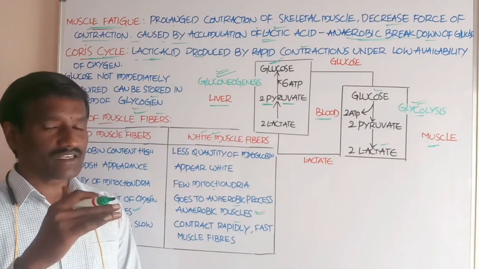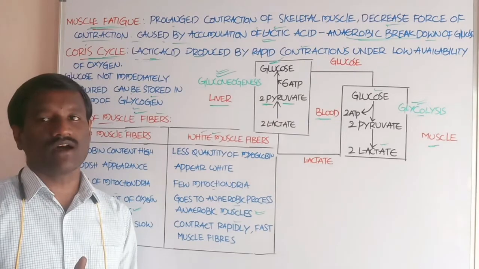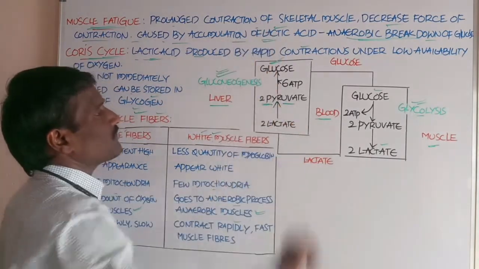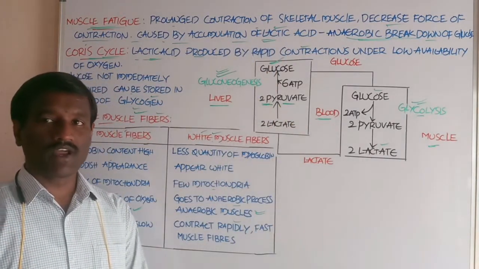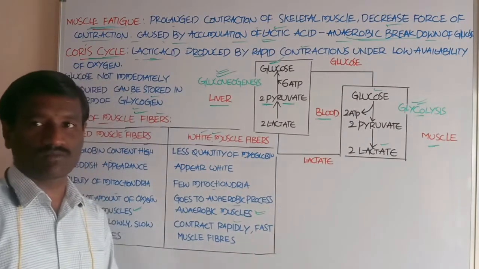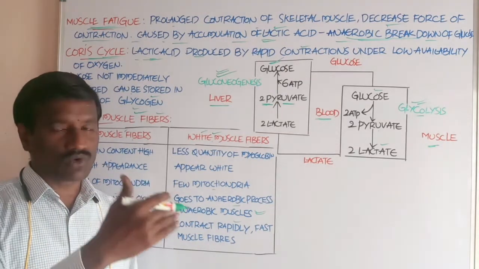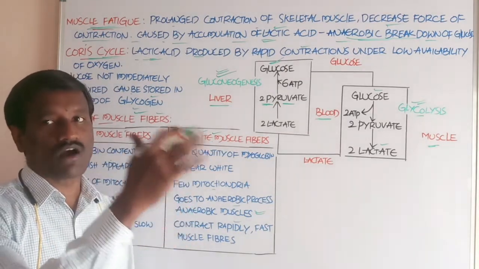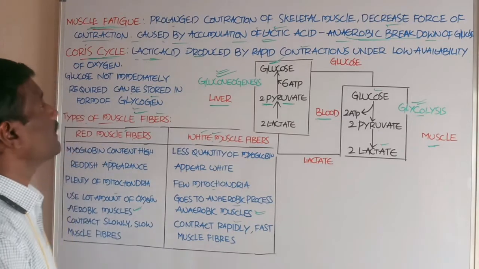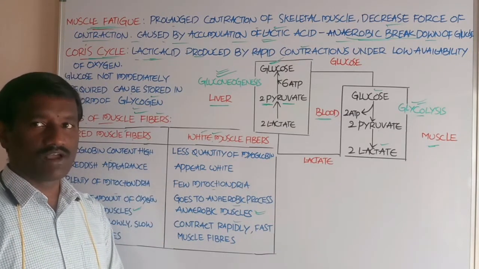It decreases the contraction of the muscle, and it occurs by the accumulation of lactic acid in the muscle. Okay, student, and finally the entire process occurs due to the anaerobic breakdown of glucose, the breakdown of glucose at the time of unavailability of oxygen in the muscle. Okay, student, at the same time the muscle goes into temporary muscle fatigue.